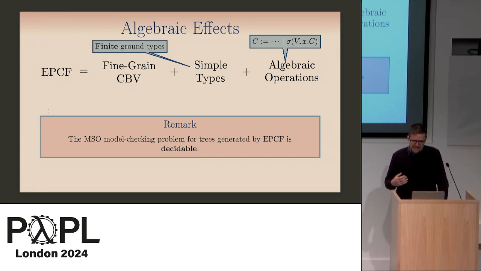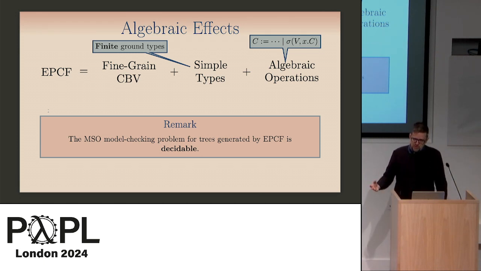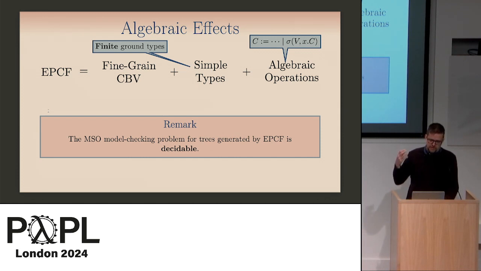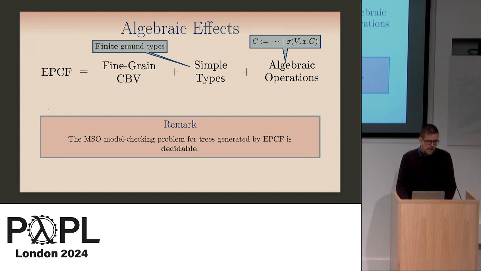And this is an easy homework, by the way. You just apply the usual CPS transformation to EPCF. You get rid of call by value. You get rid of algebraic operations, turning them into uninterpreted function symbols. And then you can just apply the old algorithm from usual higher order model checking. The thing is that, is this what we really want?